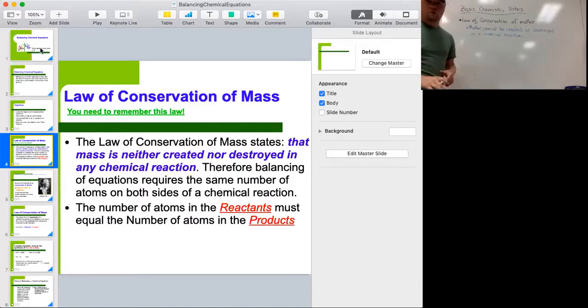Okay, here's really what it boils down to, guys. Whatever things we start this whole reaction with, they're still going to be there at the end. They're just going to change the way that they look. I'm hoping that as we work through this, I'll be able to show you and you'll be able to understand this.